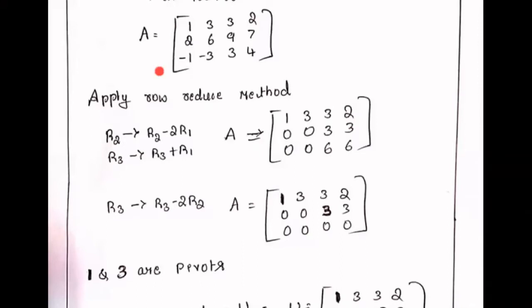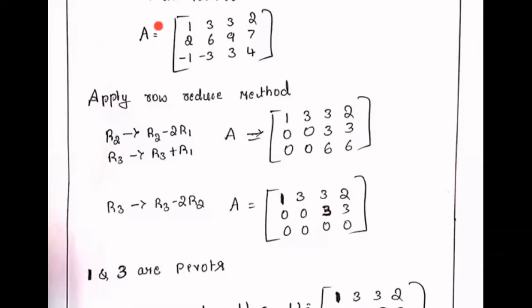And how do I make the third row element 0? Since you have a minus 1, just add the first row and the third row. That means 1 minus 1 becomes 0. That is our main intention. So the first thing I did is row 2 becomes row 2 minus 2 times row 1, because 2 minus 2 times 1. And for row 3, you have to add row 3 and row 1.